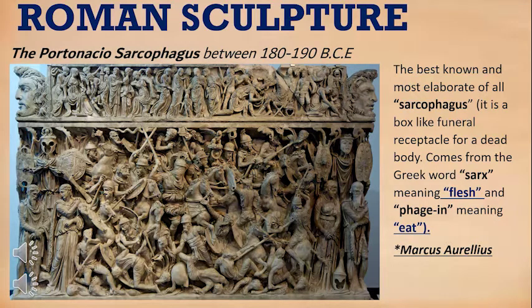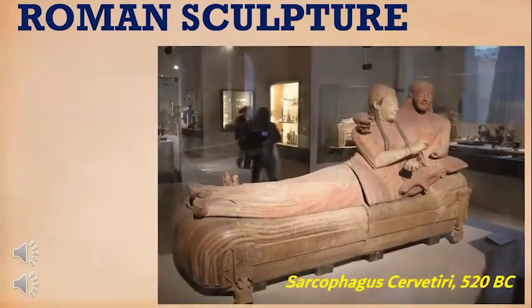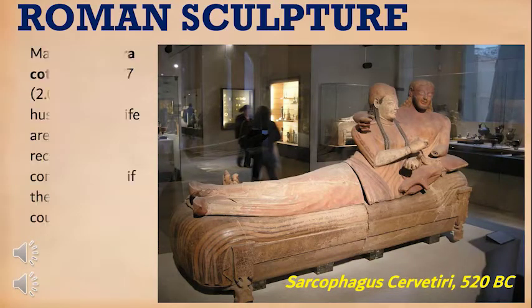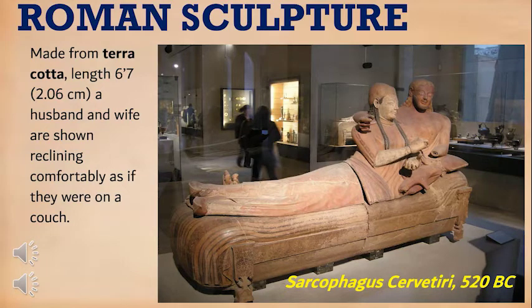Marcus Aurelius. And another one is the sarcophagus of the Spouses, 520 BC. It is made from terracotta, length is 6'7", or 2.06 meters. A husband and wife are shown reclining comfortably, as if they were on a couch.